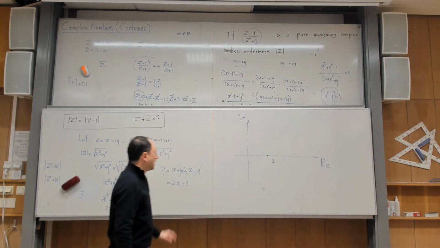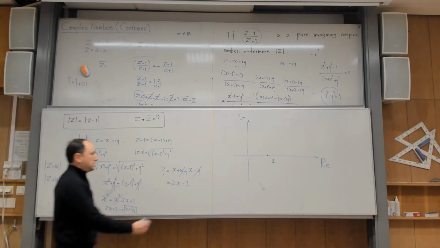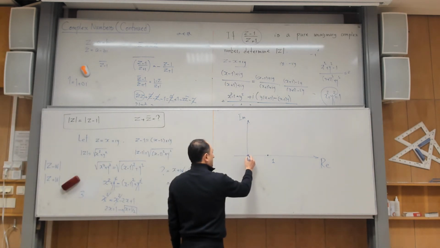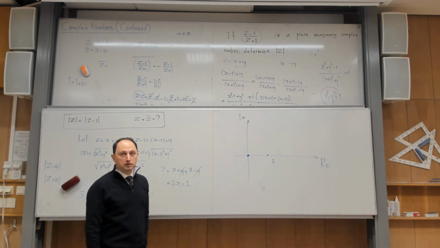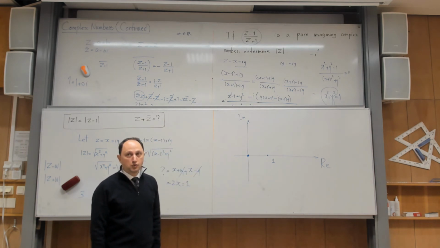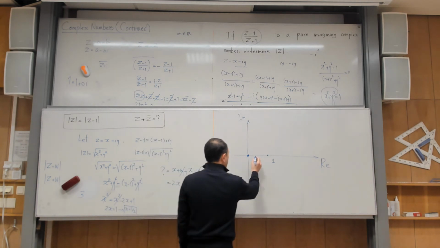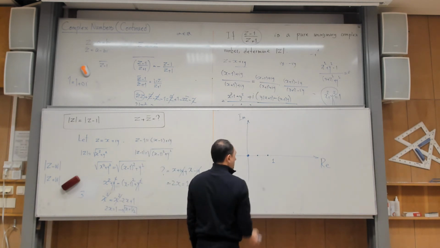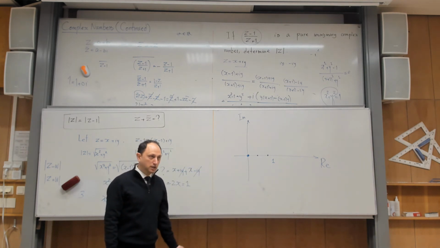Yes? I am interested not in a point, but in all points whose distance to the origin, which is here, is equal to its distance to 1. So what are those points? One of them is clear, it is the midpoint. Yes? But is this the only one? No, there are infinitely many.